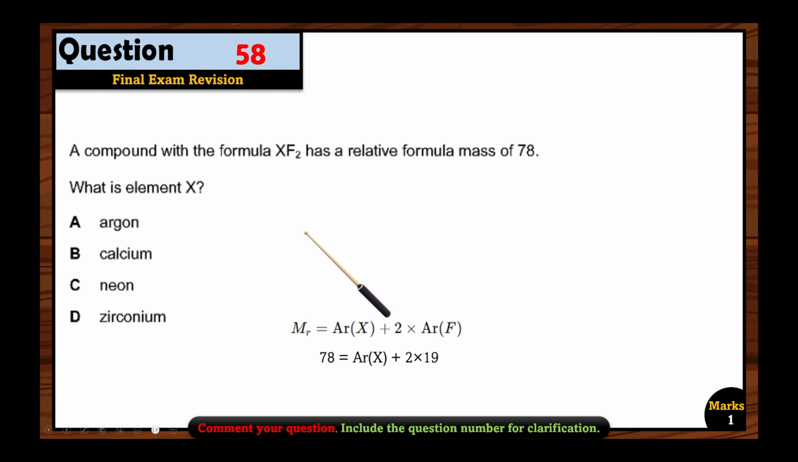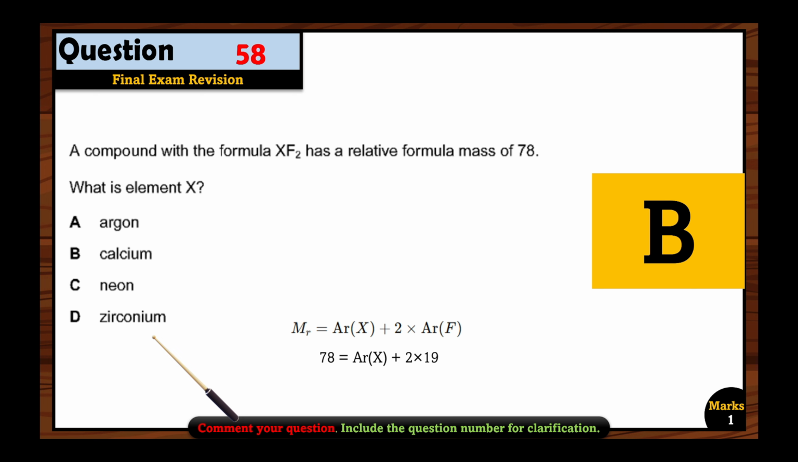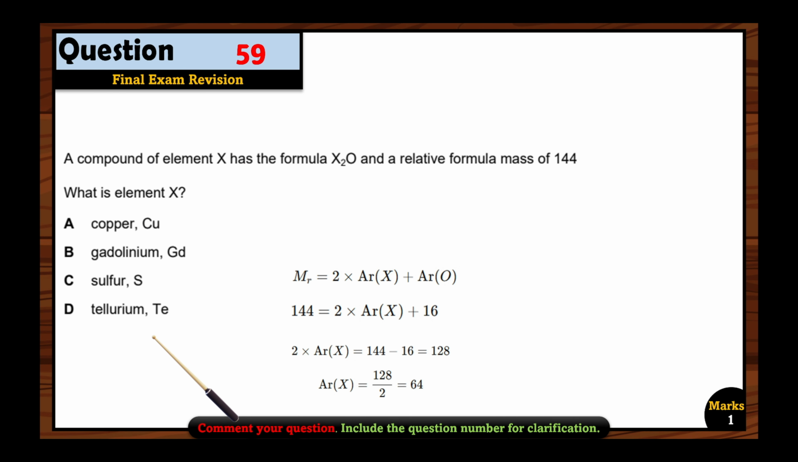Question 58. A compound with the formula XF2 has a relative formula mass of 78. What is element X now? Again, same question. You already know that the relative mass is 78. And how do you find the relative mass? By adding all the masses of the elements in that compound. X plus F2, right? The mass of fluorine is 19 multiplied by 2. So what will you get? You will get 38. So when 38 goes here, you will get the answer 40. And 40 is for calcium. So answer B is correct. You can just calculate it. It's as simple as that.